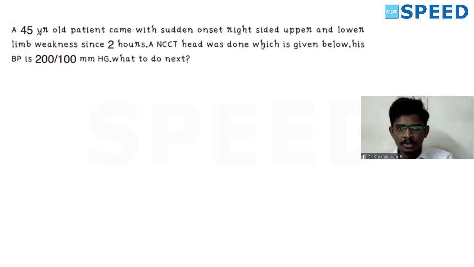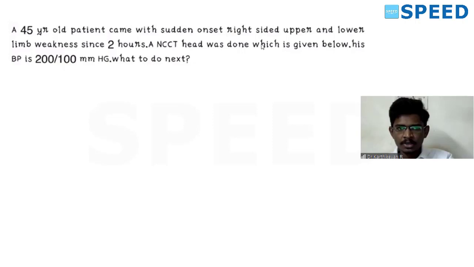Indications of thrombolysis you should know. And within what window period you can go for thrombolysis, and what are all the other options available other than thrombolysis. If the window period is exceeded, what more options are also available? That point also you should know.